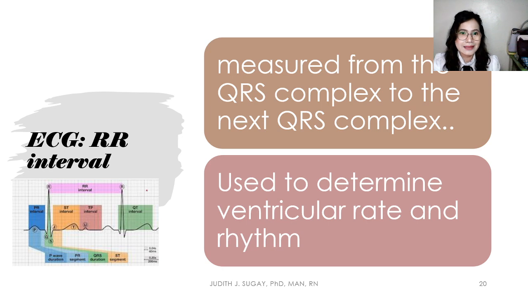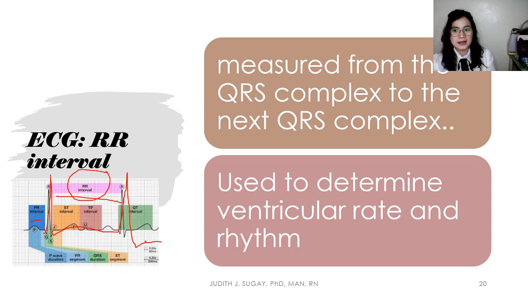Next is the RR interval. We also have some others here, PR and so on, but let's focus on the RR interval. It's measured from one QRS complex to the next QRS complex. So there we go, and then here, and then another one here and there. It's used to determine ventricular rate and rhythm.